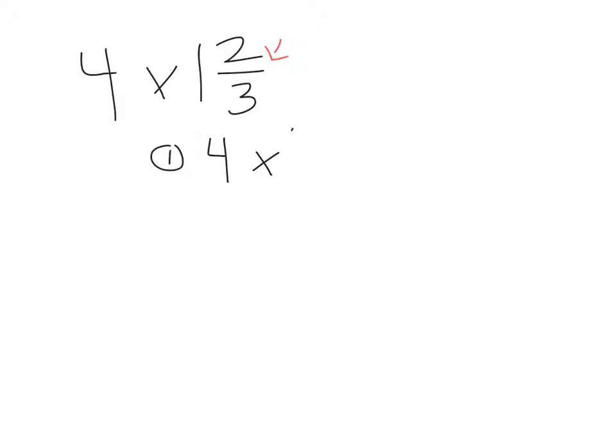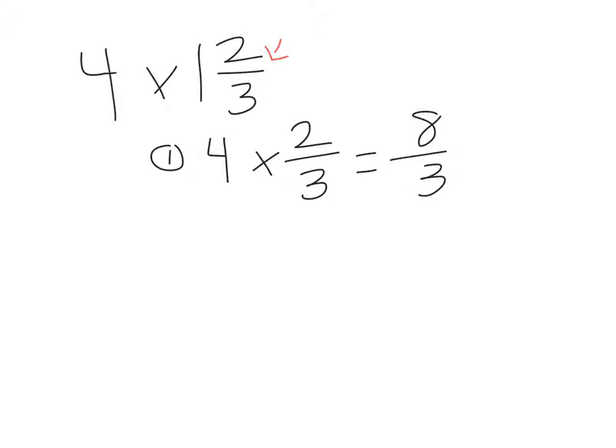The second problem we are going to look at is 4 times 1 2/3. This is 4 groups of 1 2/3, so we need to see if this is a mixed number. It is a mixed number, so we are going to do this problem in 4 steps. The first step is we are going to multiply 4 by our fraction. So 4 times 2/3 equals 8/3.